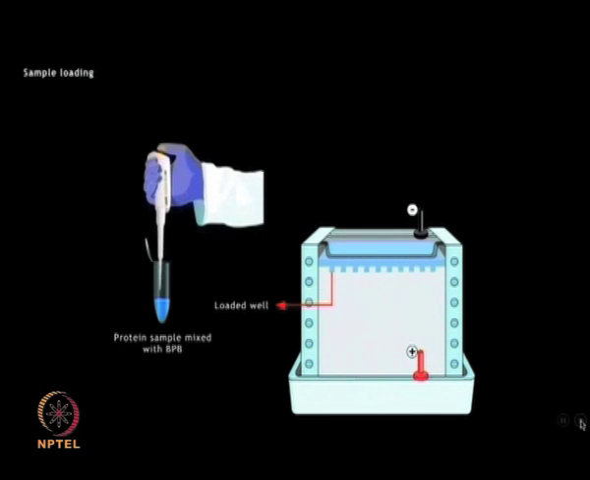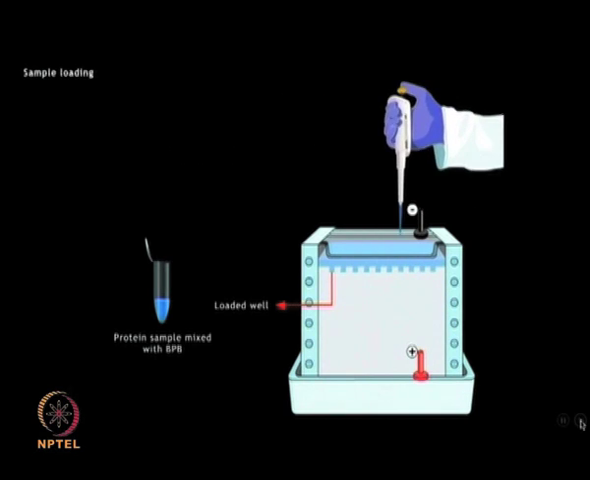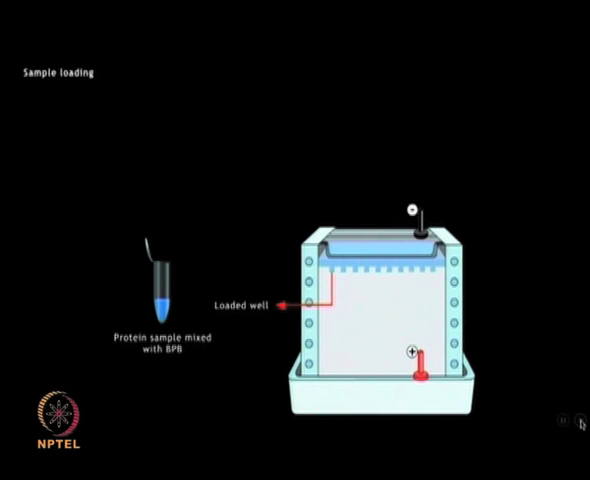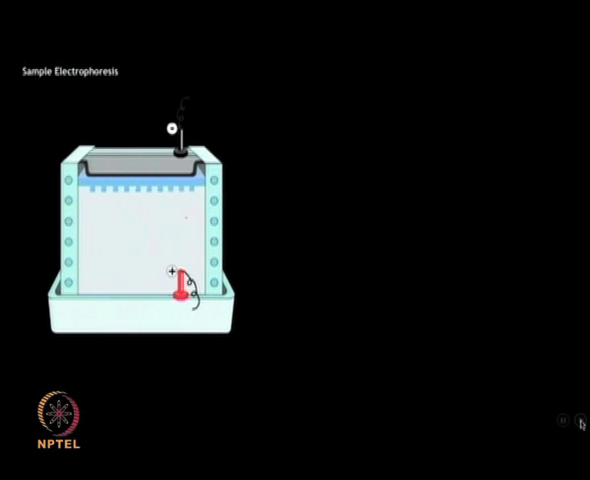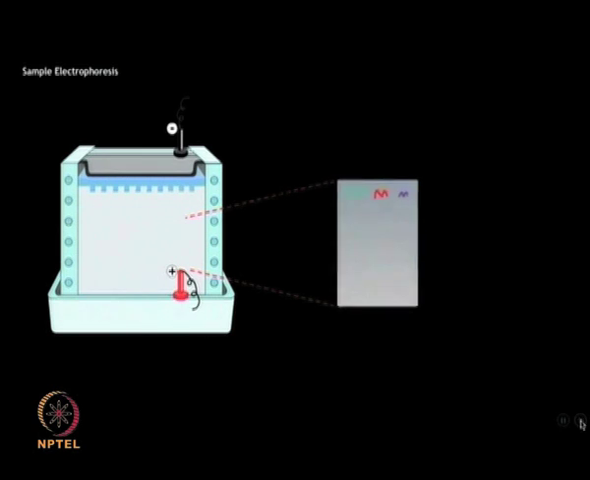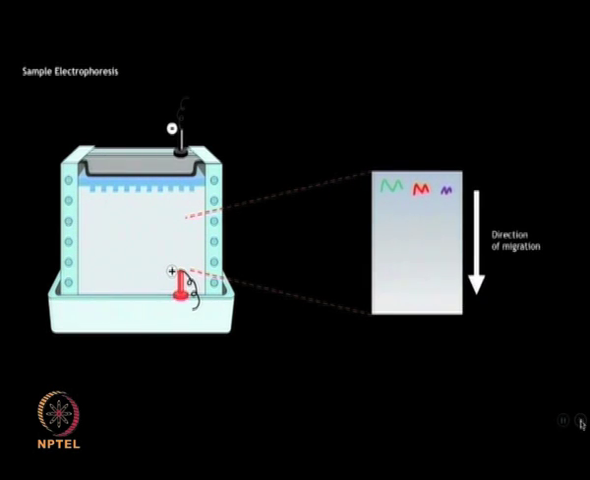Once all the samples are loaded, then you can take this unit and move into an electrophoretic apparatus. A direct current supply between 100 to 350 volt is passed depending upon the size of gel for a time sufficient to separate the protein mixture into discrete bands based on their molecular weight. The progress of electrophoresis can be observed with the help of tracking dye.